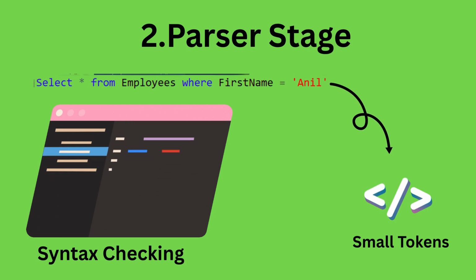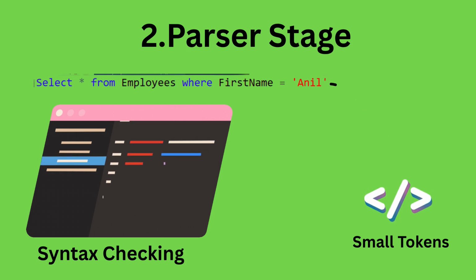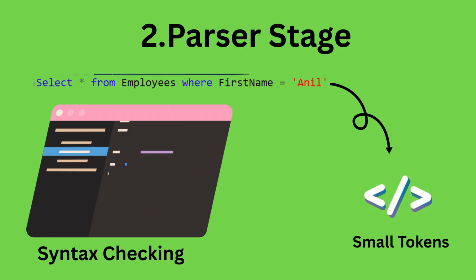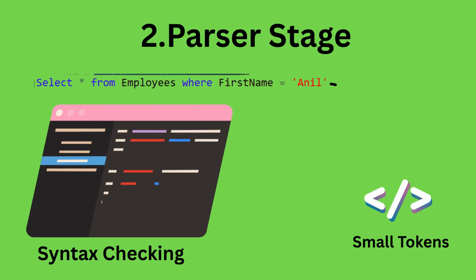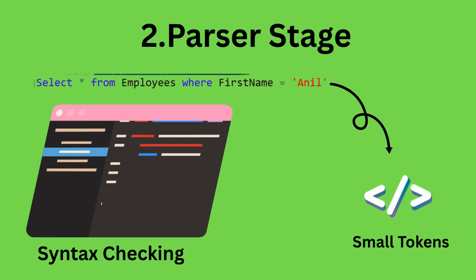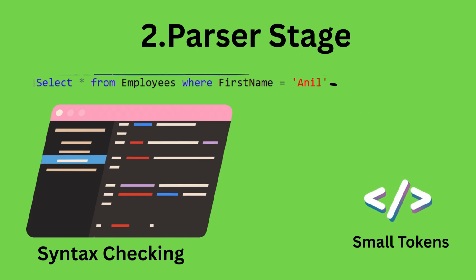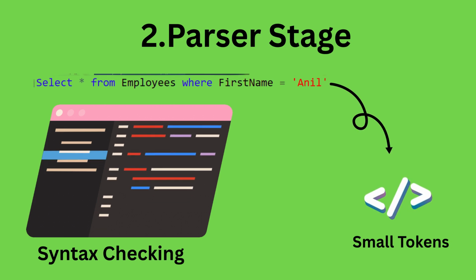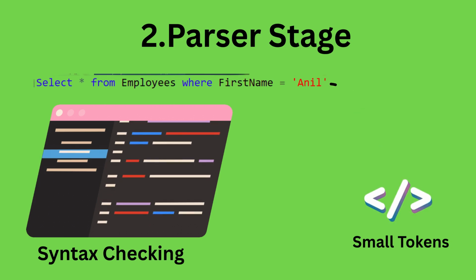Second one is the parser stage. The parser breaks the query into small parts called tokens and checks for syntax errors, just like a compiler checks programming code. If the query syntax is incorrect, it is stopped right here with an error.